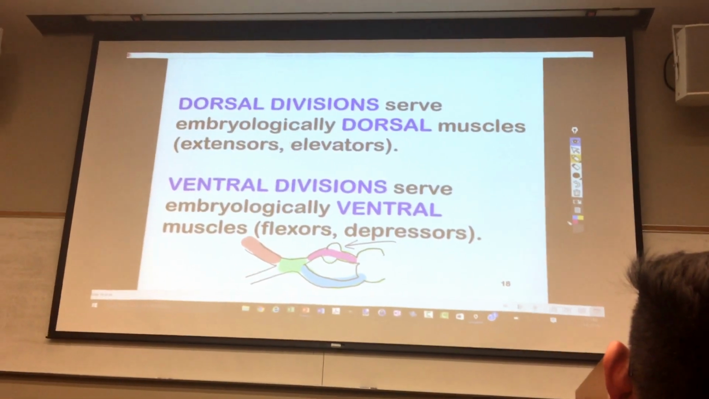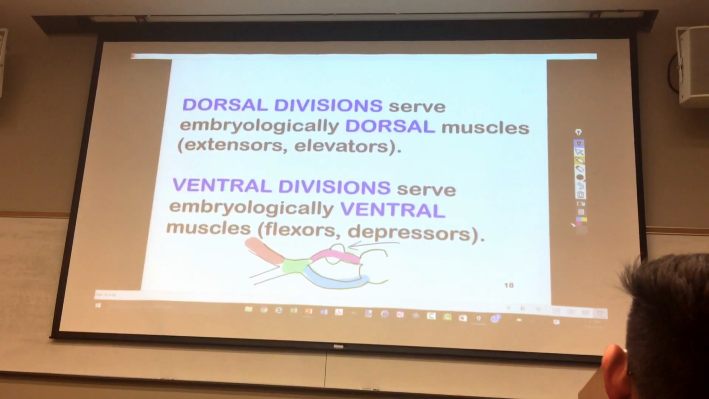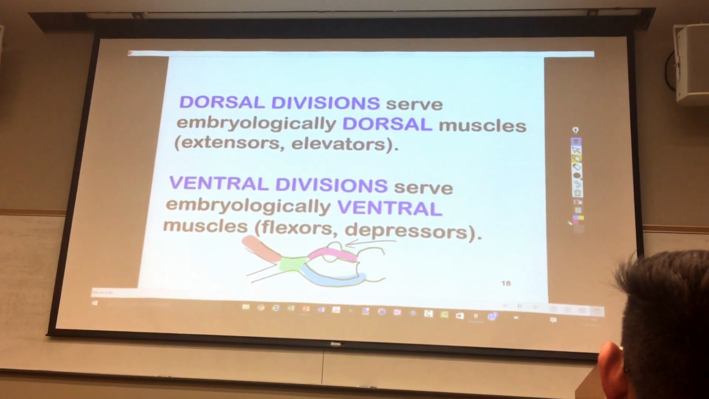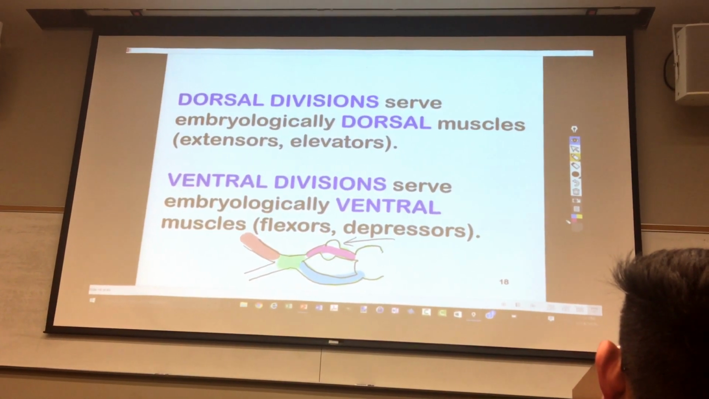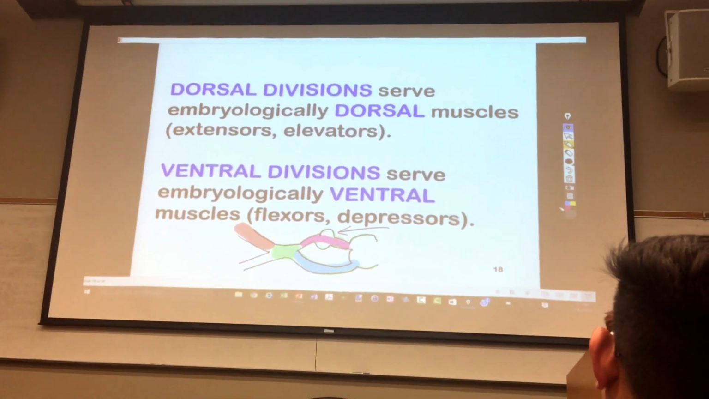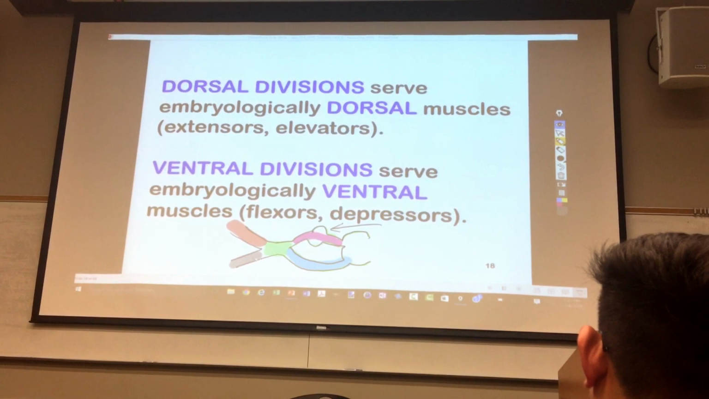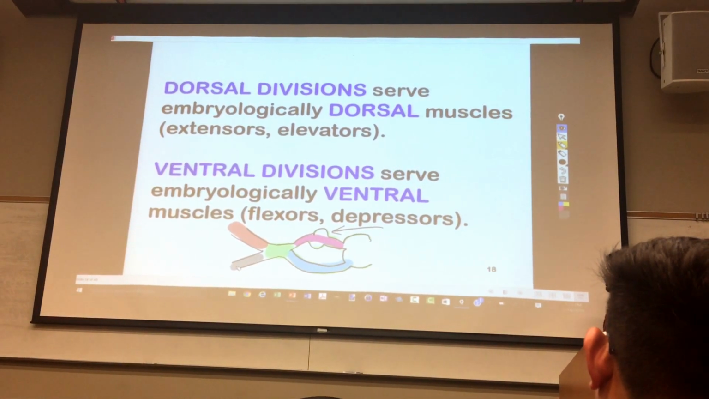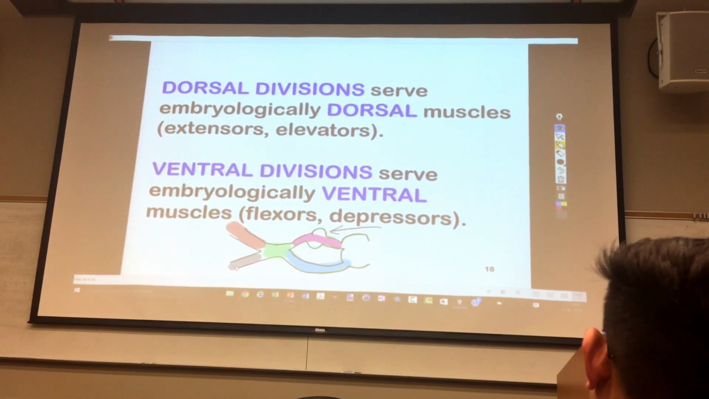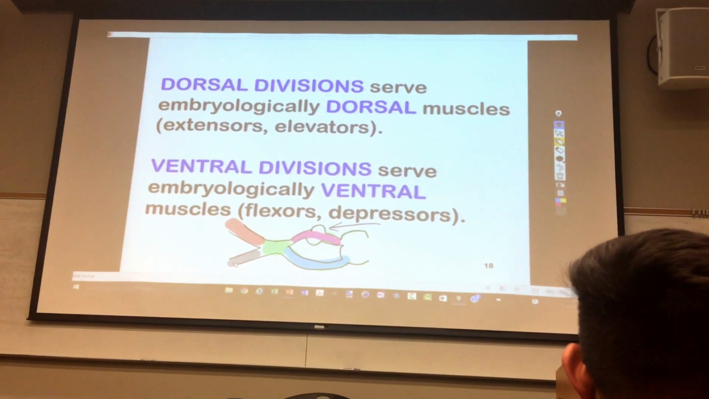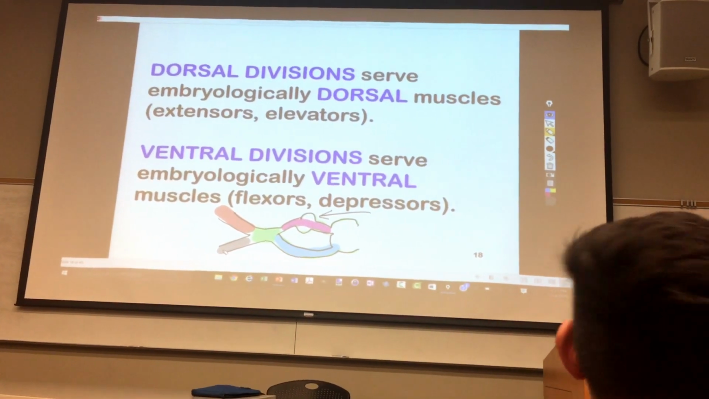Where does it go? To the epaxial region, your epaxial structures. Skin, muscles, connective tissue, blood vessels, all that kind of stuff. So then what's this right here? Ventral ramus, right? And it goes to hypaxial structures.